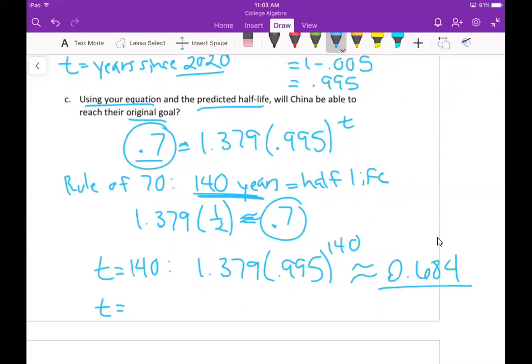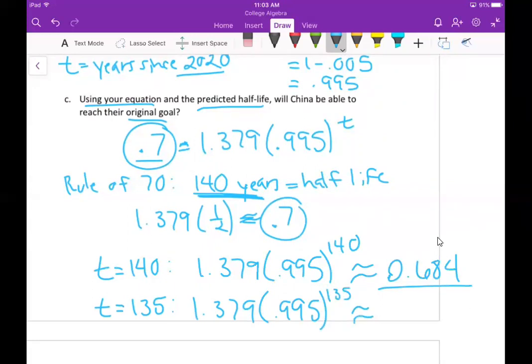So we get really close by that rule of 70 to what the actual answer is. It gives us a great place to start. We're close to 0.7, so let's back up a little bit. I'm going to back up 5 years and see where we were at. Again, we need to go back in time because we're decaying and we've decayed too far at 140 years.